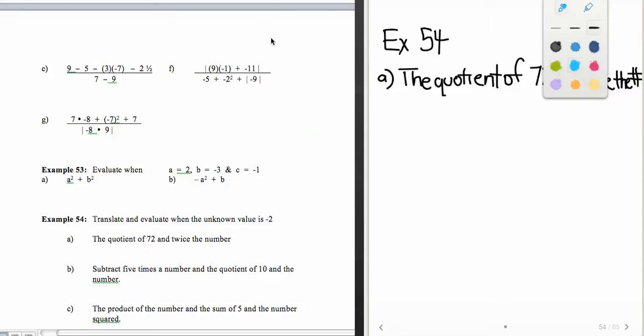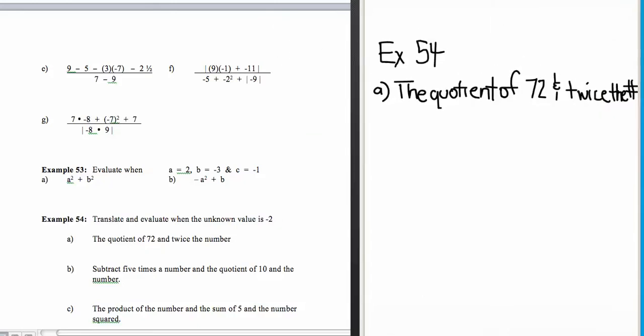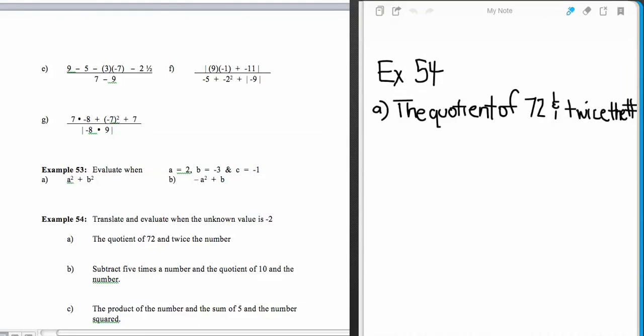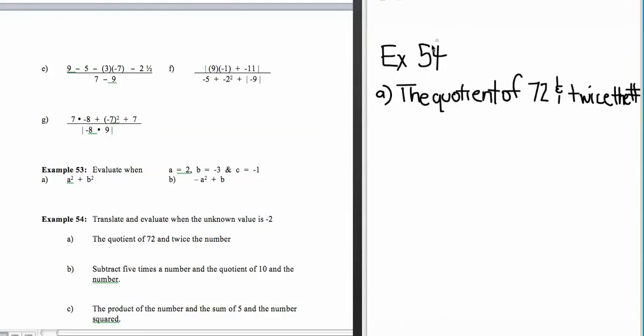This will wrap up section 2.6. I just want to do some quick translation problems, and from our translation problems, I want to go ahead and do evaluation. So we're going to let x equal the number in each of these cases, and x is going to be equal to -2 in each case as well.